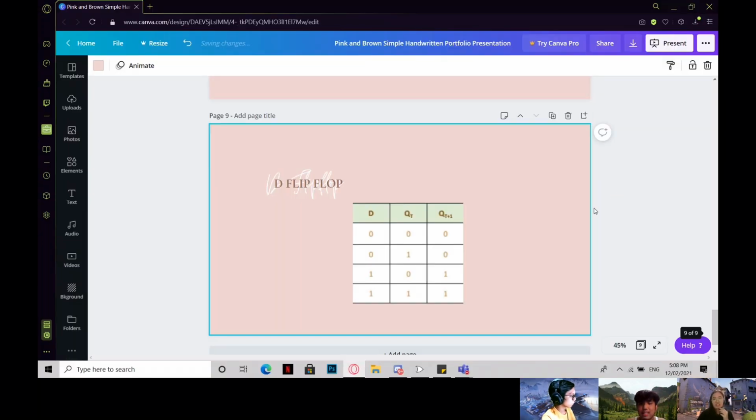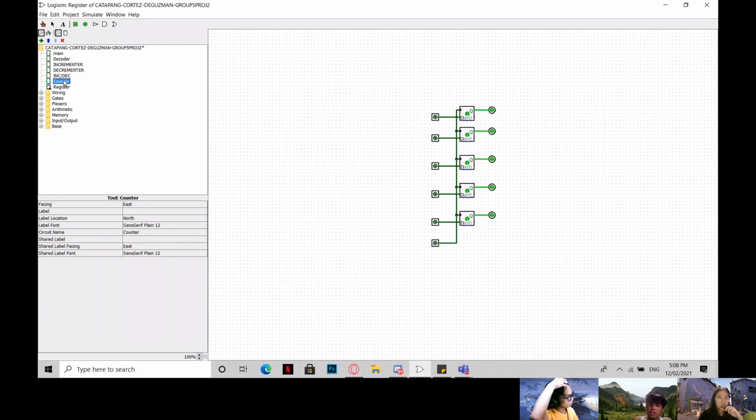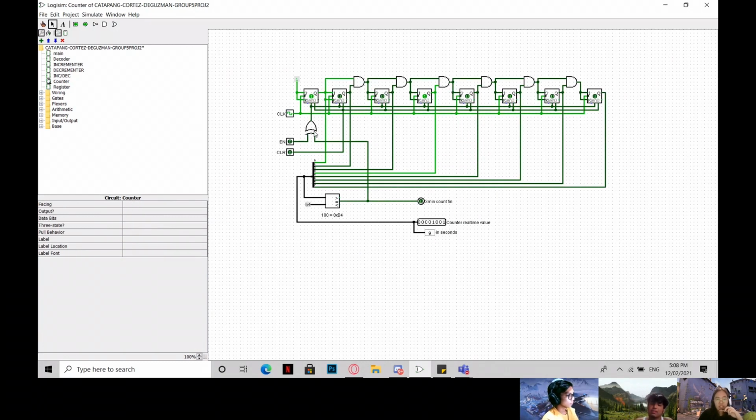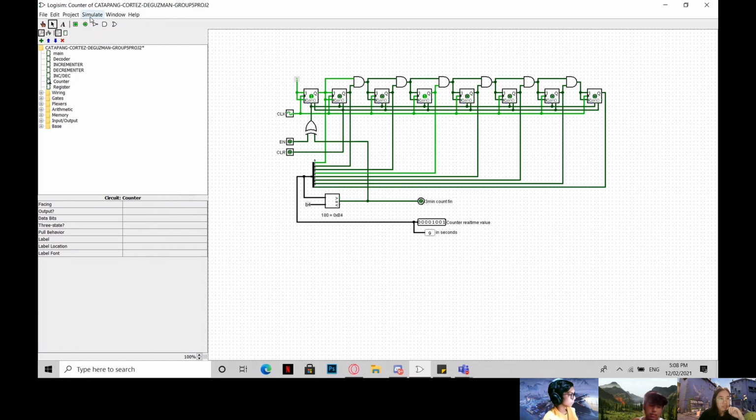So, for the presentation of our simulation, first I'm going to discuss the counter. For the counter part of the project, we use the JK flip-flop in the simulation process. So, I'm going to first simulate it using a 4 Hz tick frequency, and then I'm going to click enable. In the simulation process, the clock was used in order to run the JK flip-flop.